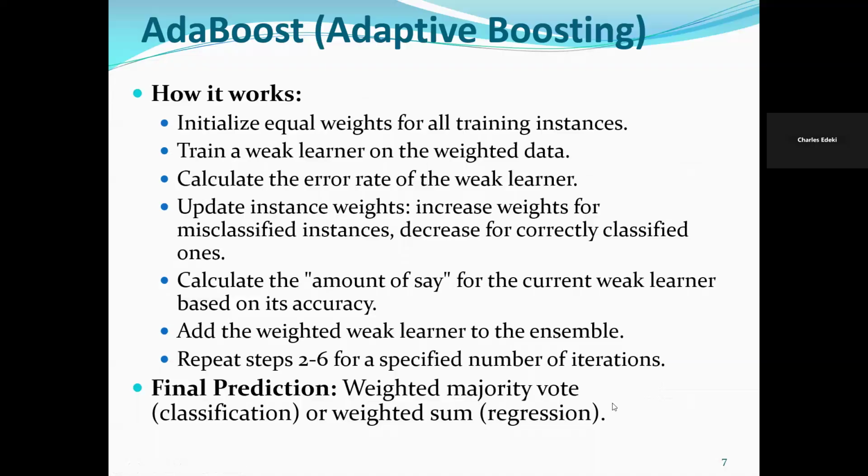Now the final prediction, same concept: a weighted majority vote. But again, here it's based on weight. The weight will tell us the previous knowledge, or the previous performance, of a model. As we mentioned here, update instance weight: increase the weight for misclassified instances, or decrease it for correct ones.